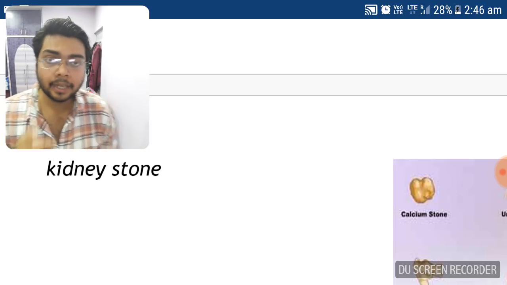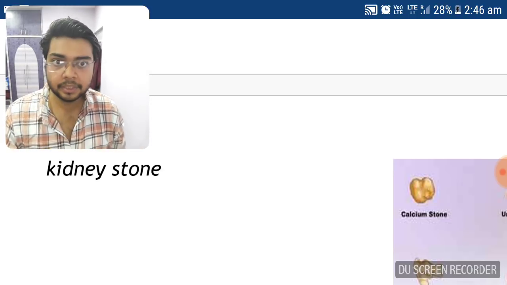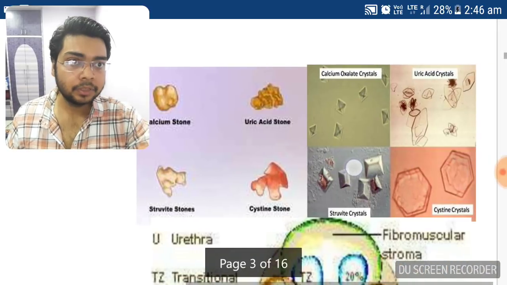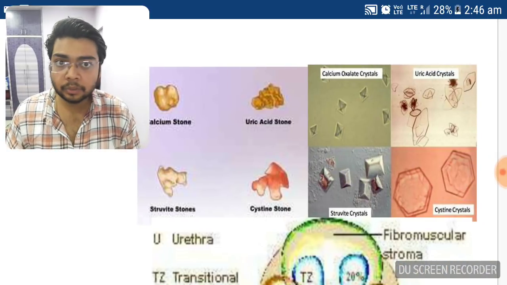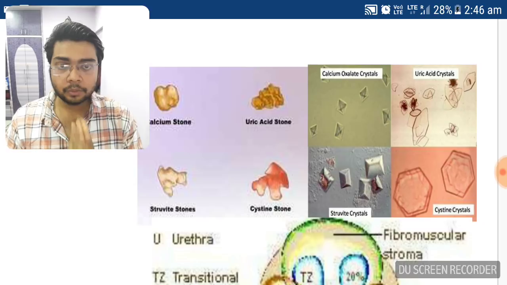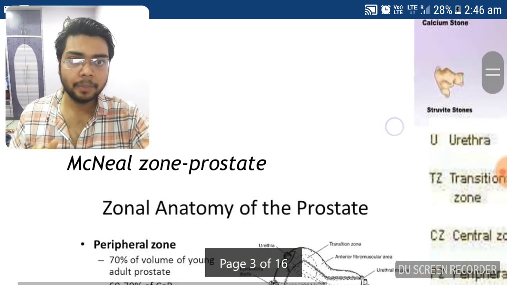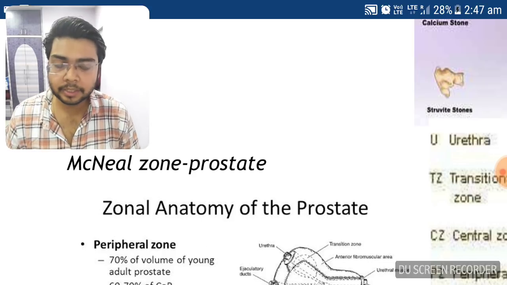So it is a high yield topic for your NEET PG. Revise it from your notes and do see their images. Just for your revision, I have given how they look, but I would say to go in detail of every stone and study it properly.